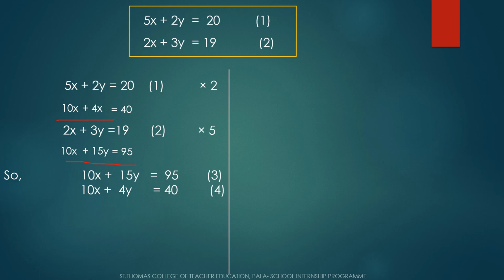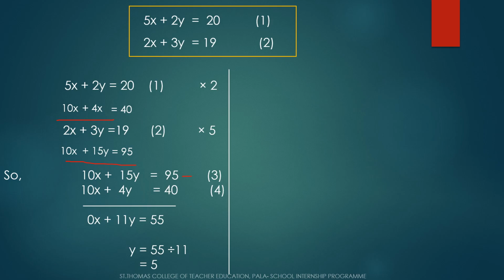Now you got the coefficient of x the same. Now you can easily solve this by subtracting. Which one from which one? 4 from 3. So we get 10x minus 10x is 0x. Good. 15y minus 4y is 11y. 95 minus 40 is, tell me, 55. So we get 11y equal to 55, isn't it? So what will be y? Good. 55 divided by 11, and the answer is 5. So you got the value of y.